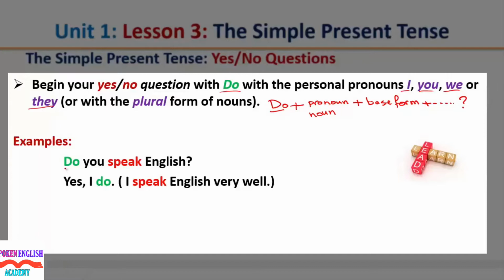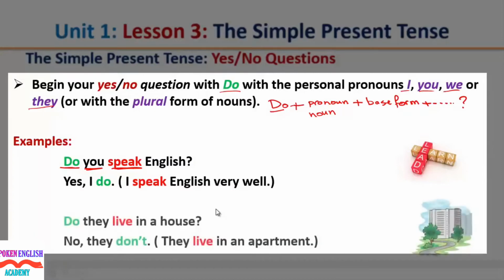Do you speak English? So notice here that we start the question with do and then we have the pronoun, the subject, and after that we have the base form of the verb. Do you speak English? The answer could be yes, I do. I speak English very well.